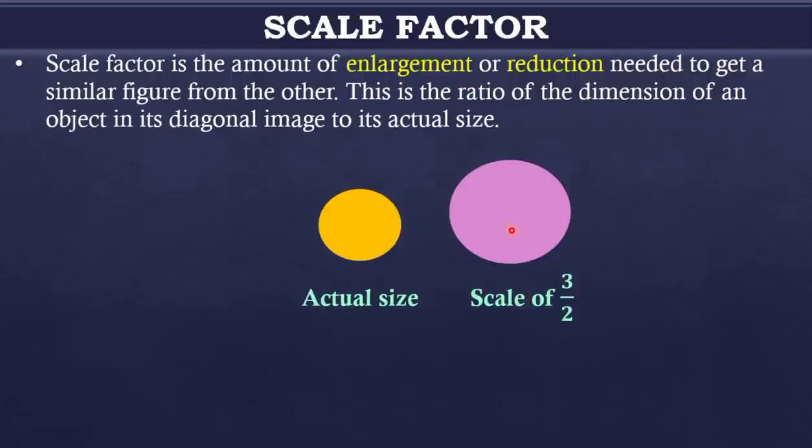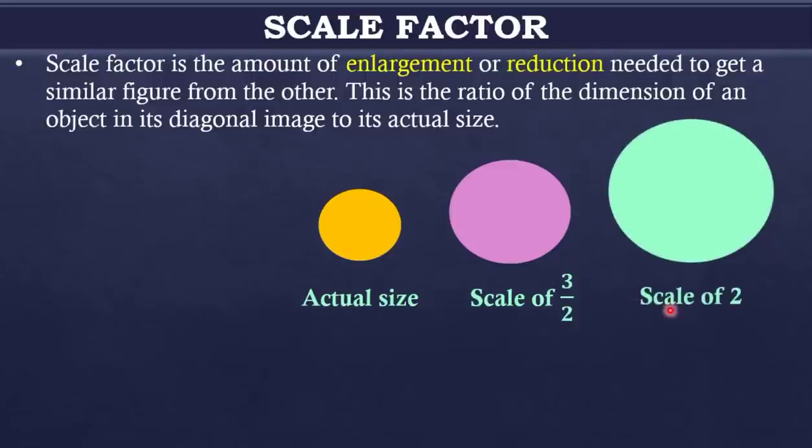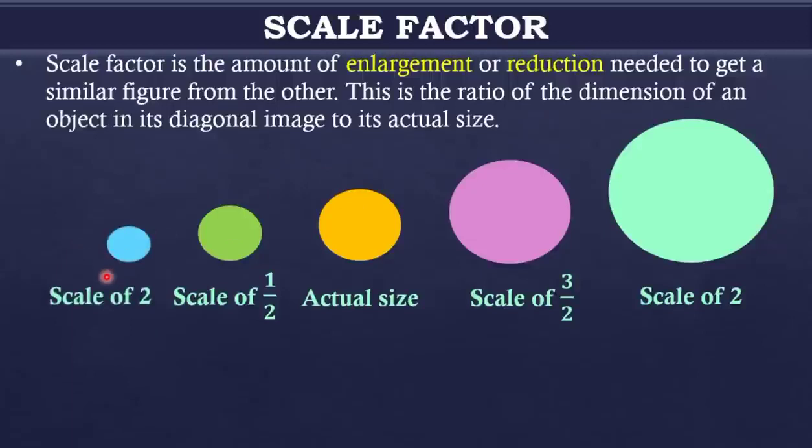Ito po siya. And then, pag in-enlarge natin siya twice of its size, so, ito na po siya. Kaya, scale of 2. So, in-enlarge natin half of its size. So, that is 3 halves. And then, this is the enlargement of twice of its actual size. So, that's why we have 2. And then for reduction, we will be reducing this actual size half of its size. So, yung half of its size, ito po siya. And then this one, i-reduce naman natin ito into twice of its size. So, ito naman po siya. Kaya we have the scale of 2.